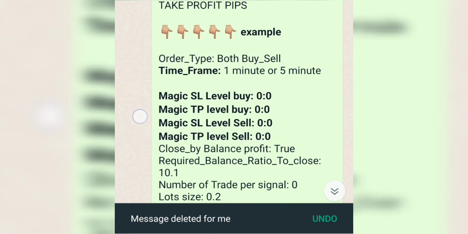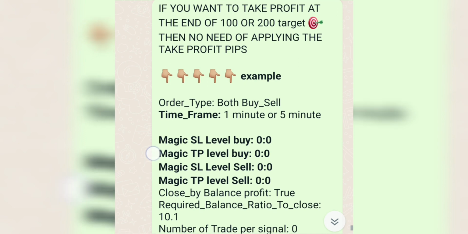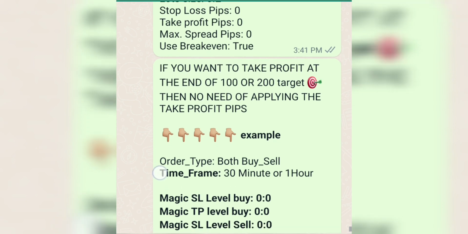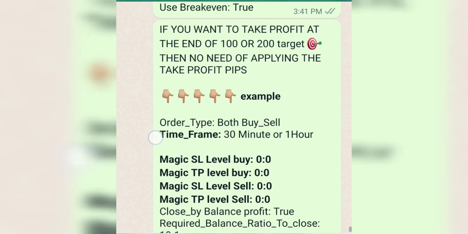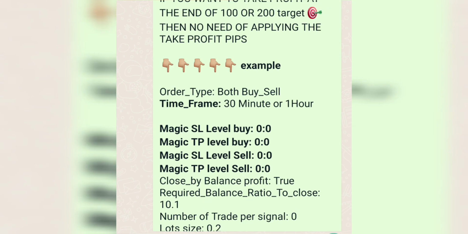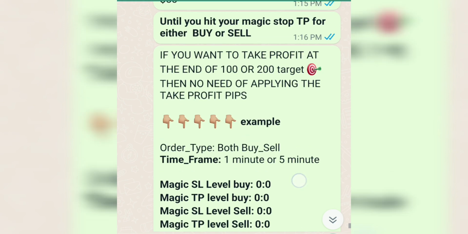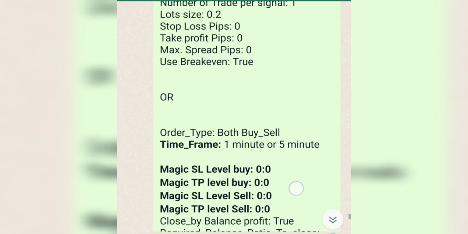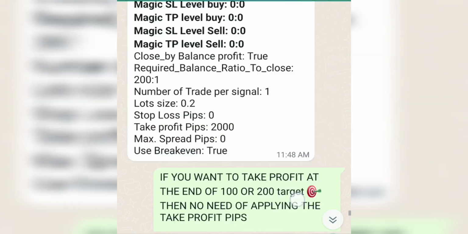So if you don't have up to $500 or $1,000, that's when you go for the 30 minutes time frame or 1 hour time frame. Please take note, 30 minutes or 1 hour time frame. By so doing, the robot will not be opening positions for you, even if you're using the 1 minute time frame to sell.